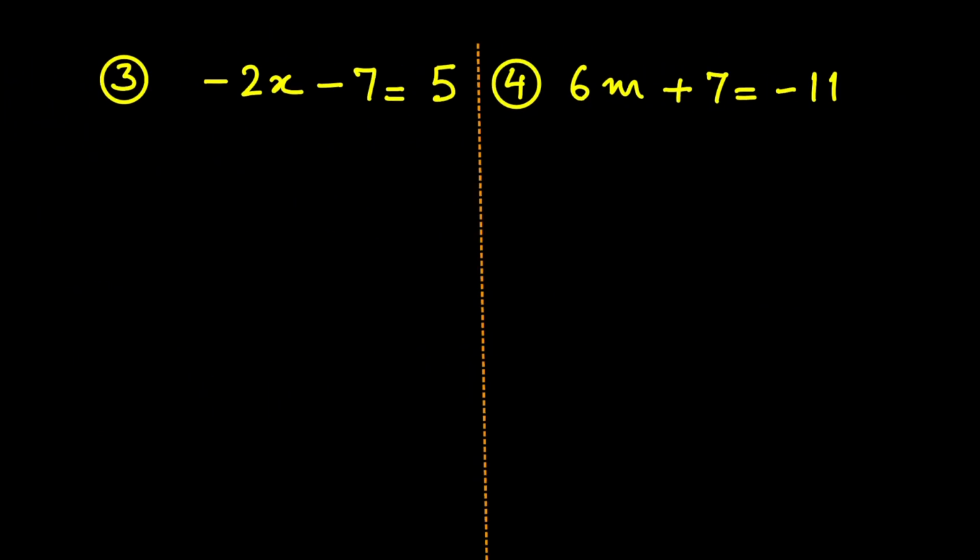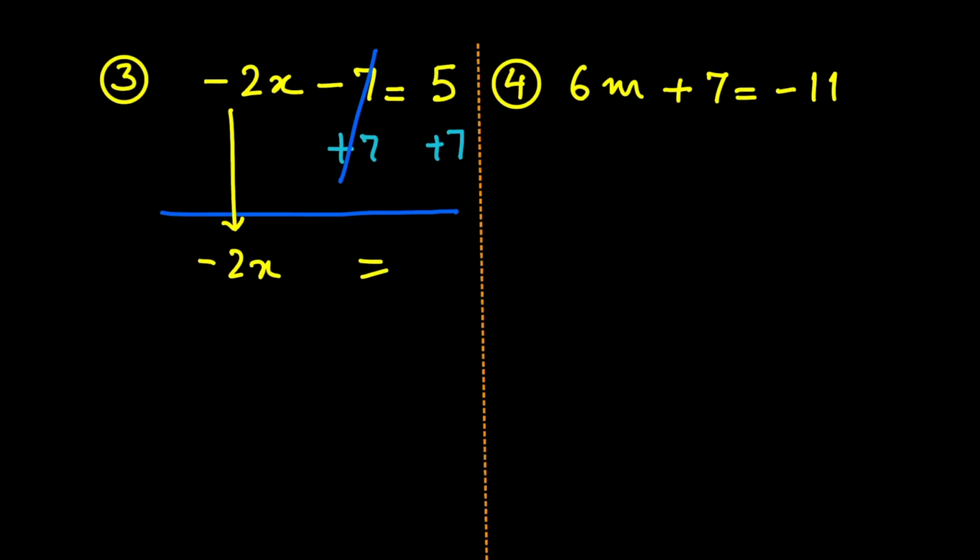Example 3. Minus 2x minus 7 equals 5. The variable is x and the coefficient is minus 2, so it is the negative coefficient. For the first step, this is minus 7, so the opposite operation will be plus 7. So plus 7 on both sides. Minus 7 and plus 7 cancel out. So this comes down: minus 2x equals 5 plus 7, which equals positive 12. So now we write it as minus 2x equals 12.